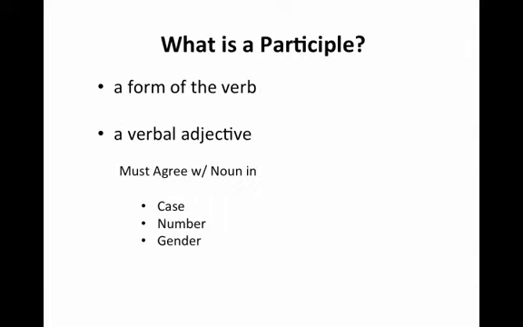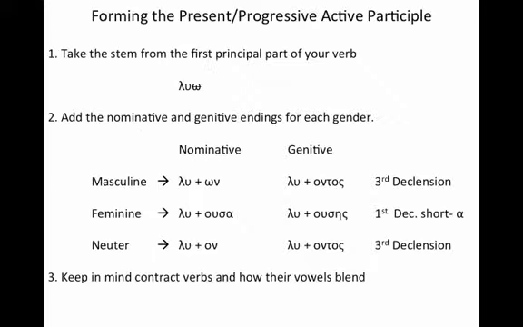So what is a participle? Just as a review, a participle is a form of a verb, which means it comes from a verb, but is used as a different part of speech. And here they are verbal adjectives, and being adjectives, they must agree with the noun they modify in case, number, and gender, just like any other Greek adjective. So let's start with how we form the present or progressive active participle.